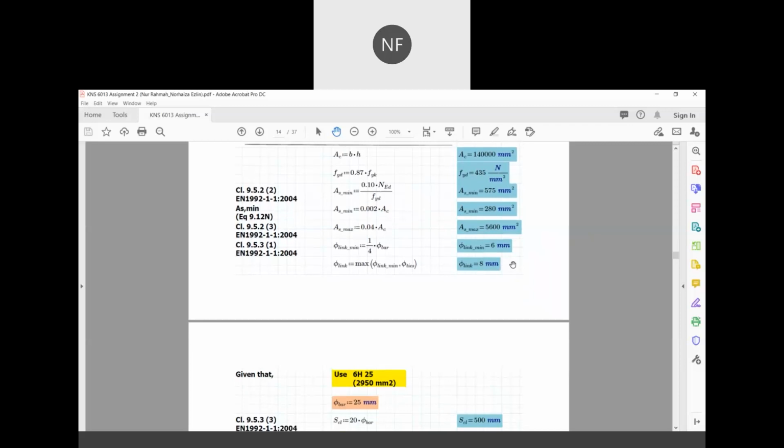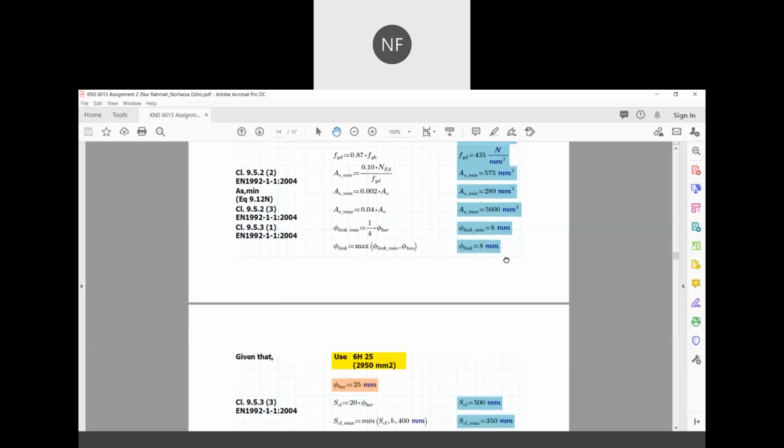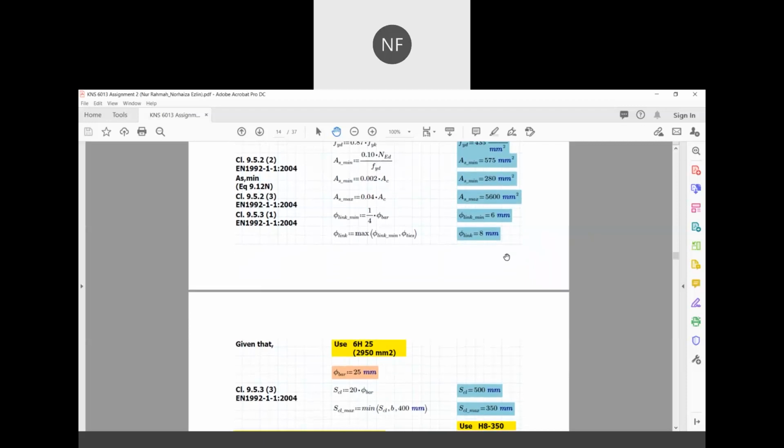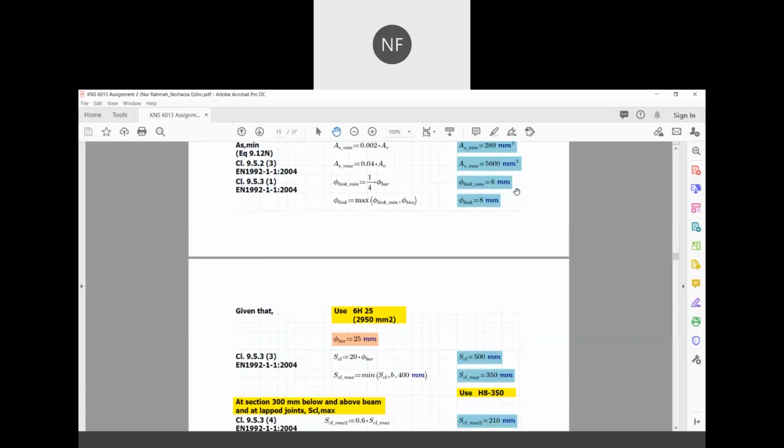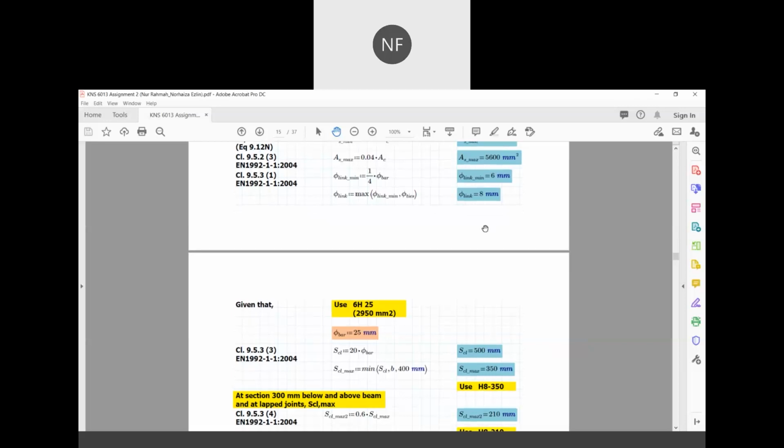And here is the calculation for the link. From the Eurocode 2 clause 9.5.3, we can obtain the formula where a quarter of the diameter of the bar, or the minimum link diameter equal to 6 mm, and we're choosing the maximum as our selected diameter for the link. Here we can assume that our selected diameter for the link is at mm.